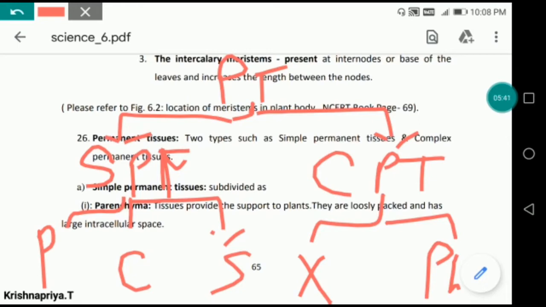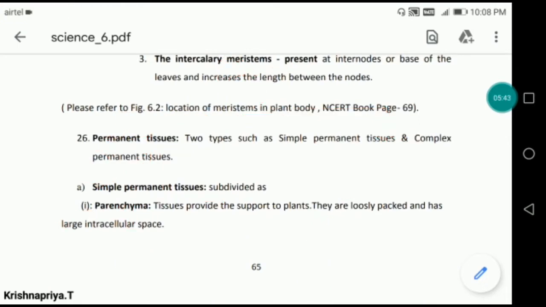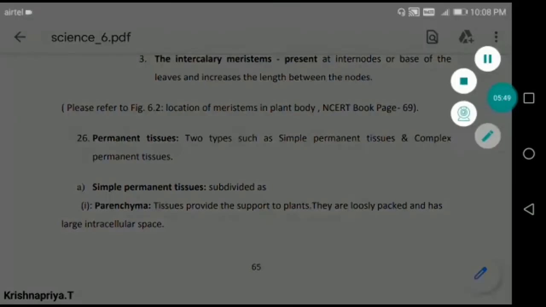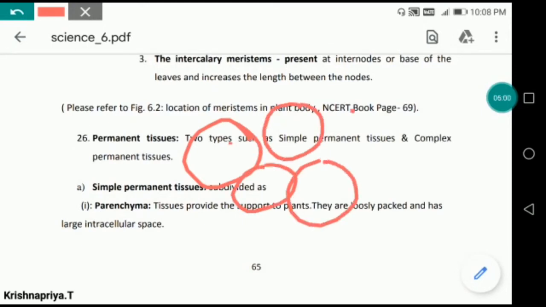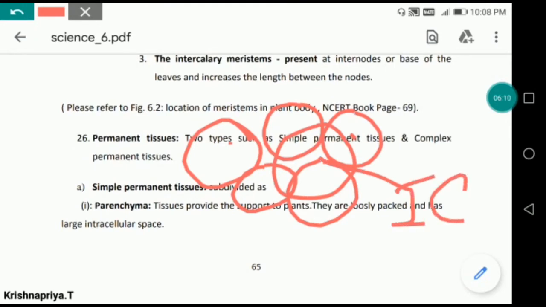Parenchyma tissue. Parenchyma tissues are the tissues utilized for the support of the plant. If I am talking about parenchyma tissue, what will be there? Parenchyma tissue is just a group of cells. We know that a group of cells is called a tissue. And if you see, the space between the tissue cells is called intercellular space. It is known as intercellular space.